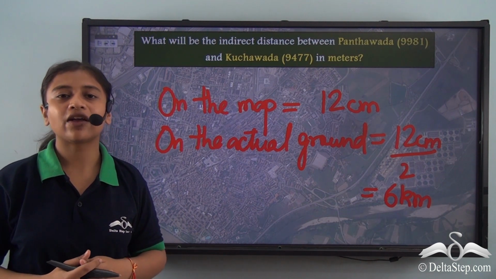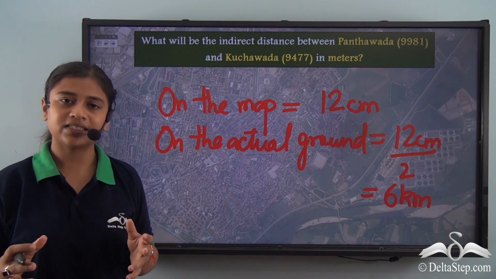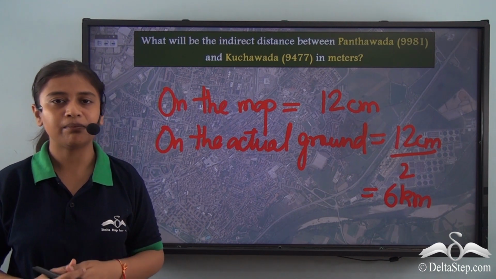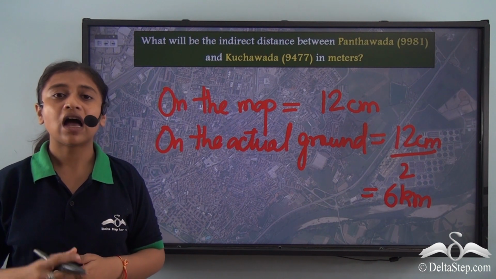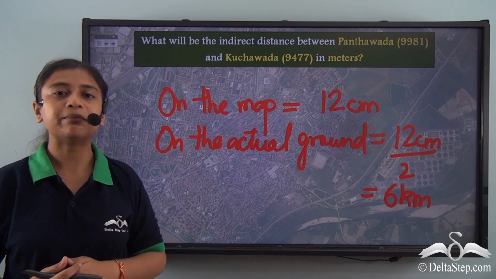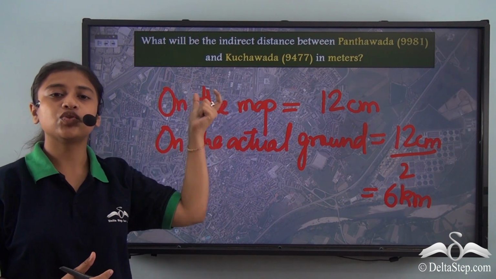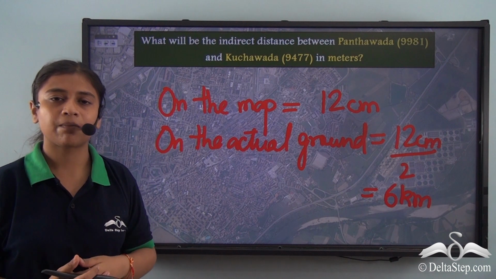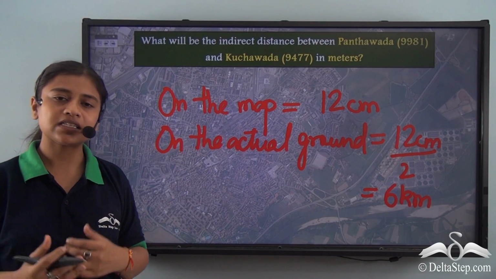So this is how you calculate the direct and indirect distance between places given on the topographical map, and hence know their actual distance on the ground. However, the question is not complete here. Here we are to find the distance between these two places in meters. So what will 6 kilometer be in meters?